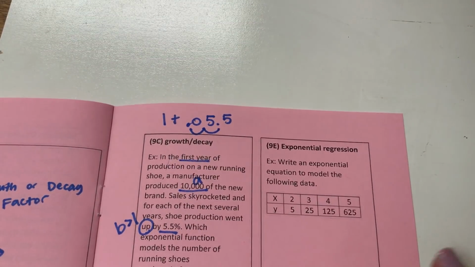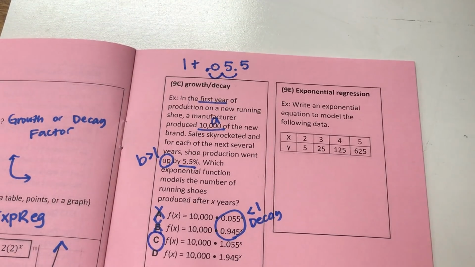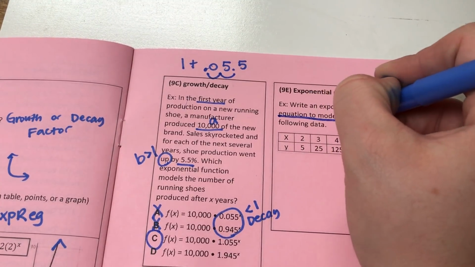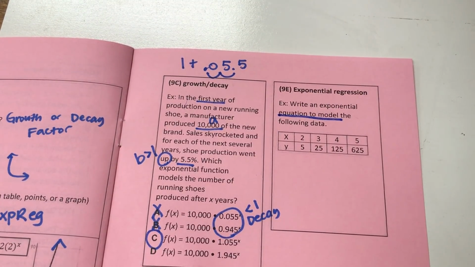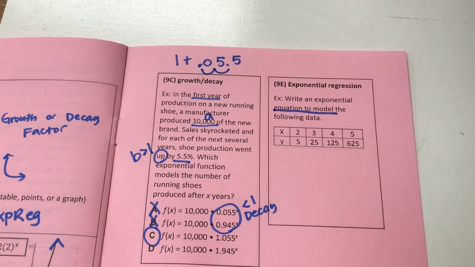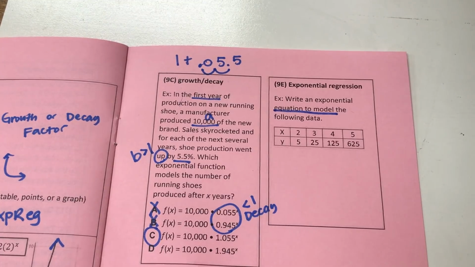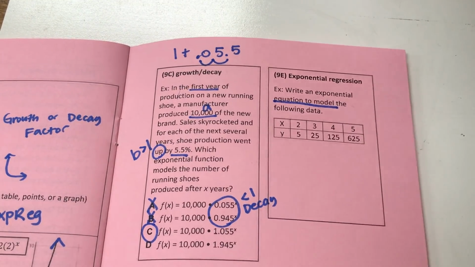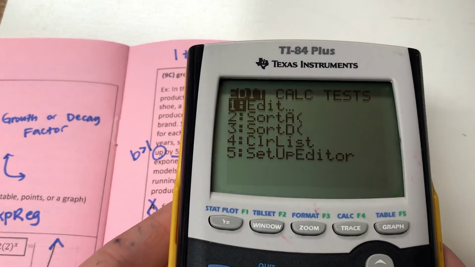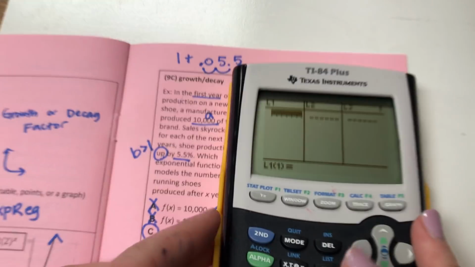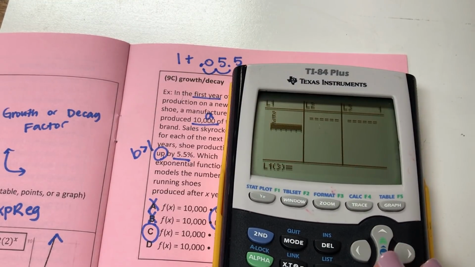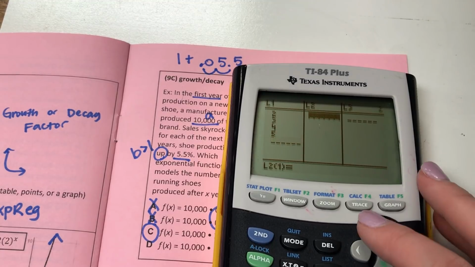Okay. 9E, exponential regression. Write an exponential equation to model the following data. So this is just a straight stat edit problem. If you want to pause the video and try this on your own, that would be a great idea, and you can come back and see if you got it right. But you're going to plug all this into your calculator. So let's just do that real quick. Stat, edit, all the x's, so 2, 3, 4, and 5, all the y's.